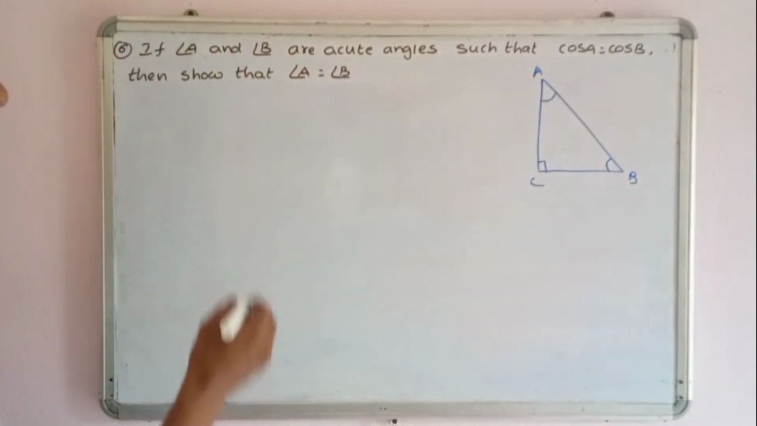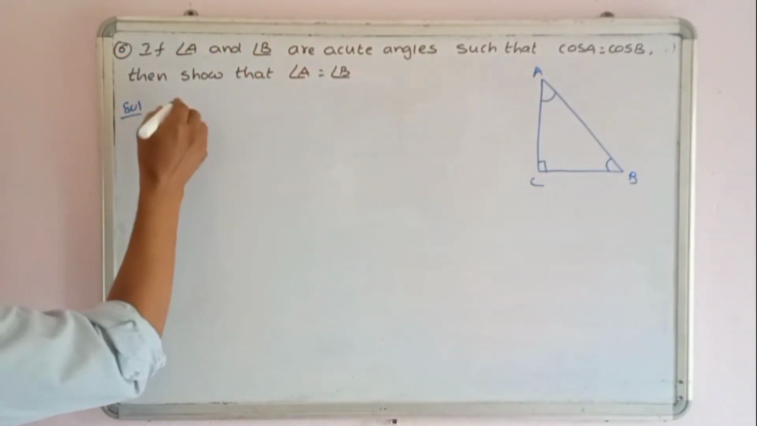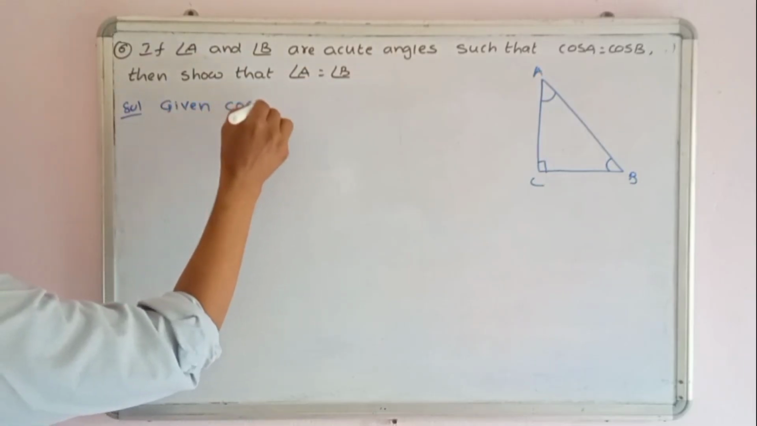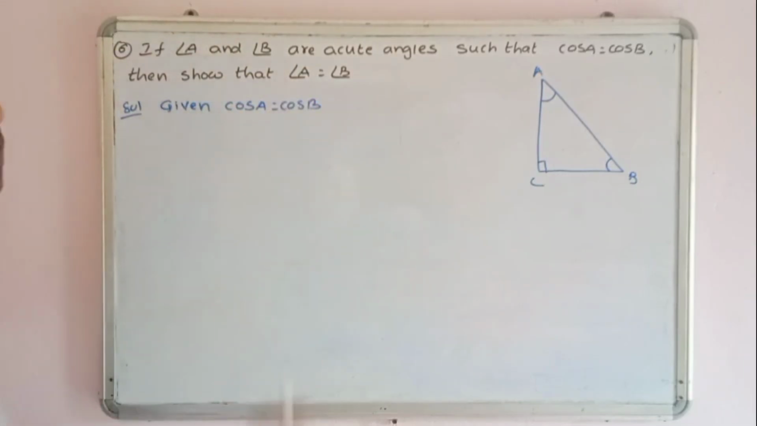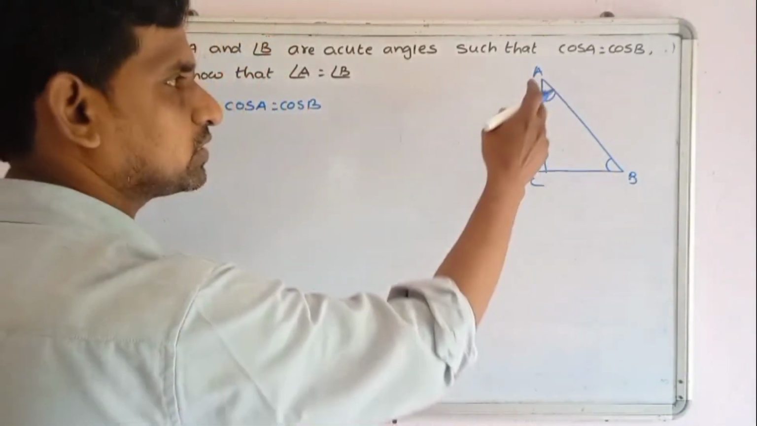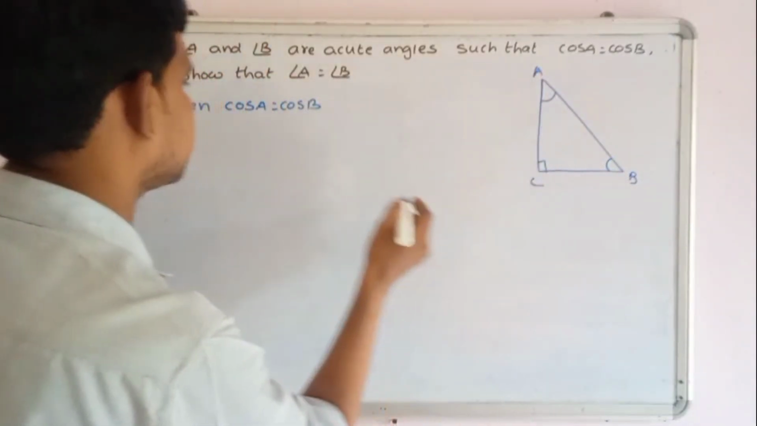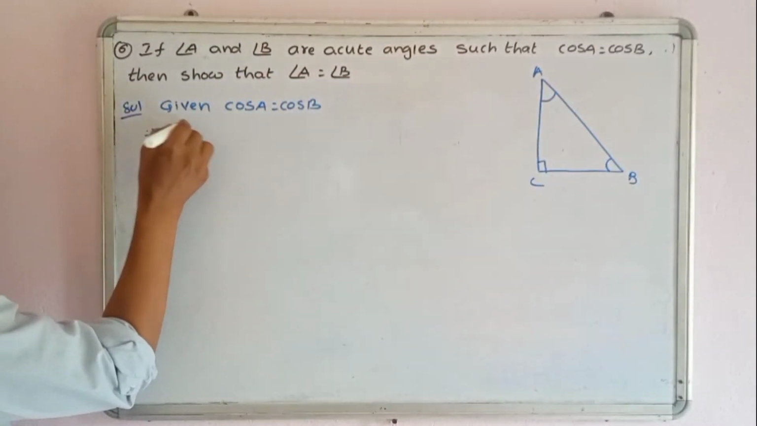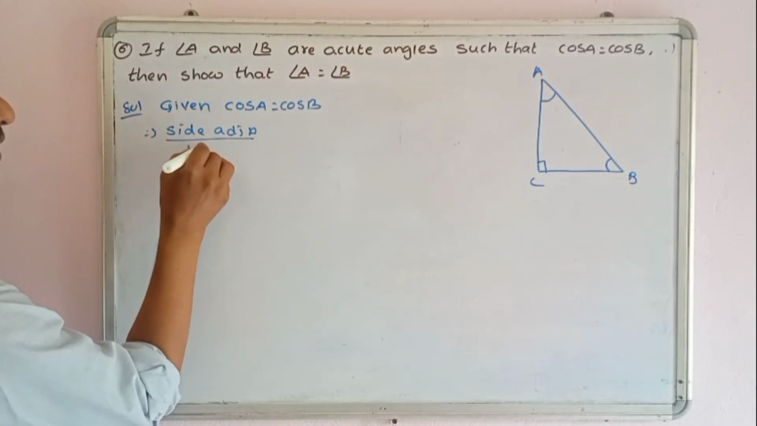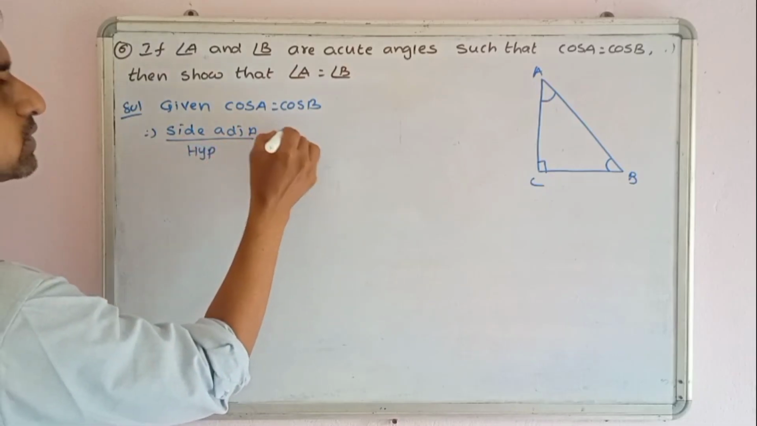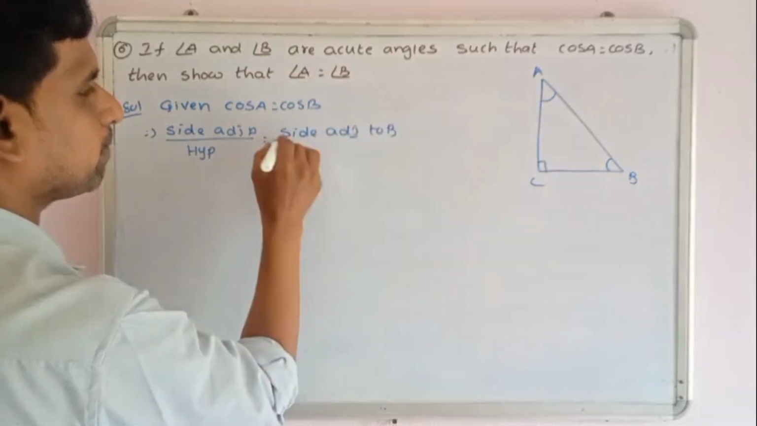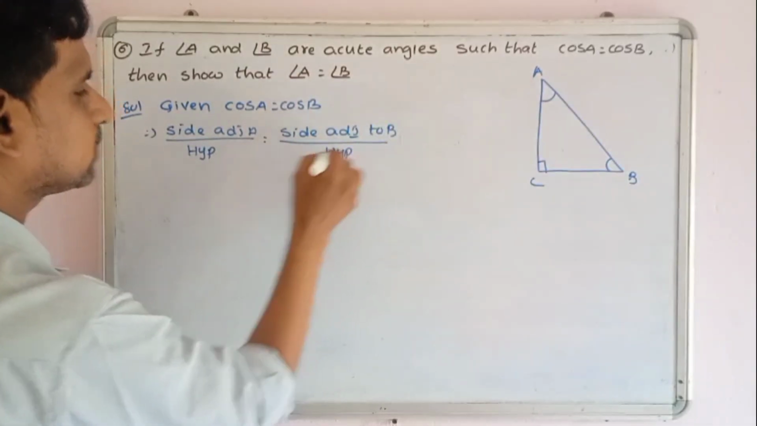Okay. See, given cos A equals cos B. What is the definition of cos A? Cos A is the side adjacent to A over the hypotenuse. Cos B is the side adjacent to B by the hypotenuse.